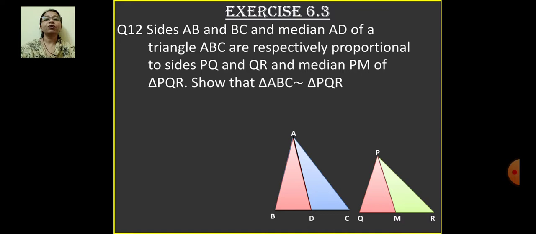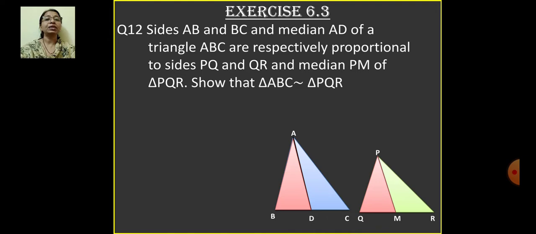So children, before starting its solution, let us revise a few terms. What is the meaning of proportional? Proportional means ratios equal. Ratios of what? Ratios of corresponding sides. Like here AB upon PQ. You have to take the ratio of sides of two different triangles, not with the sides of the same triangle. Right? So what is given?